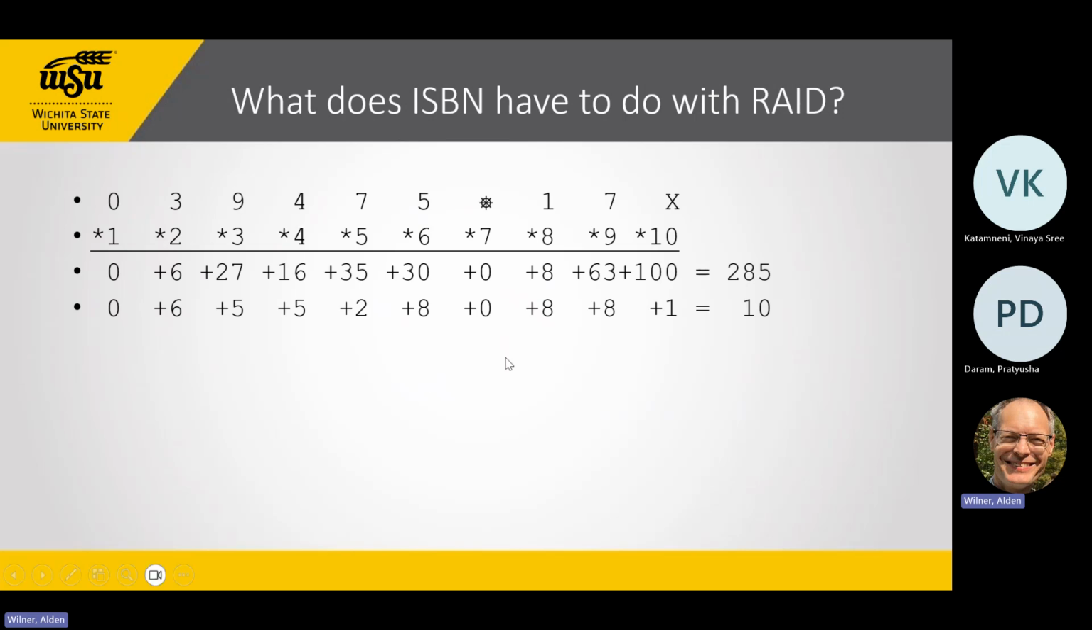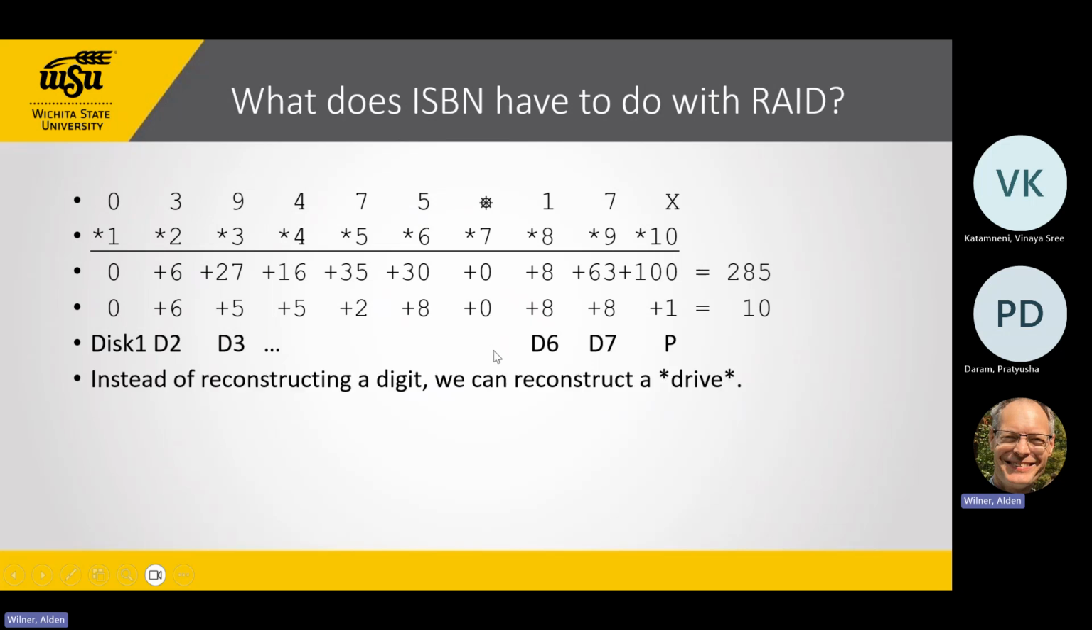So what does ISBN have to do with RAID? Well, obviously, if this is disk 0, disk 1, disk 2, disk 3, disk 6, disk 5, instead of reconstructing a digit, we can reconstruct a single drive. We get a different sum check, because we're multiplying by a different value at each point in there, right? Now we have a sum check where the calculations give us different results in the two different calculations.